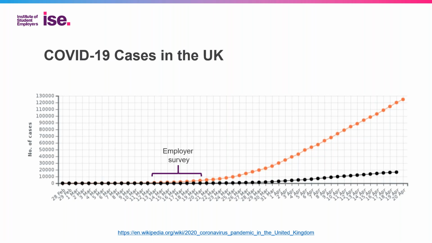So I'm going to present some results. I think they're still very interesting results. They give us some really strong clues about where employers are going, but they are a bit limited by the fact that they were done so early. We then conducted a survey of suppliers much more recently, but even then, the number of cases was still much lower than it is now. So this is a very fast-moving situation, and it's important that we bear that in mind.